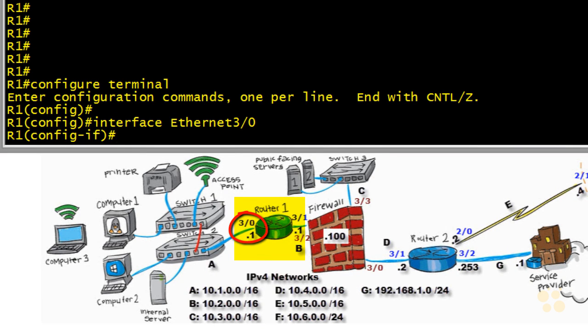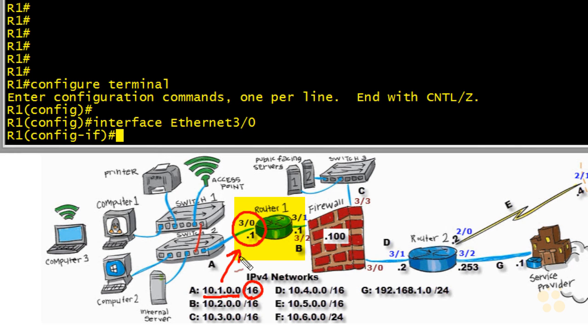Now, sitting here in interface configuration mode for interface 3/0 on router 1, we give it the IP address that we planned on. To be clear, the IP address that we want to assign to this interface is 10.1.0.1 with a 16-bit mask.